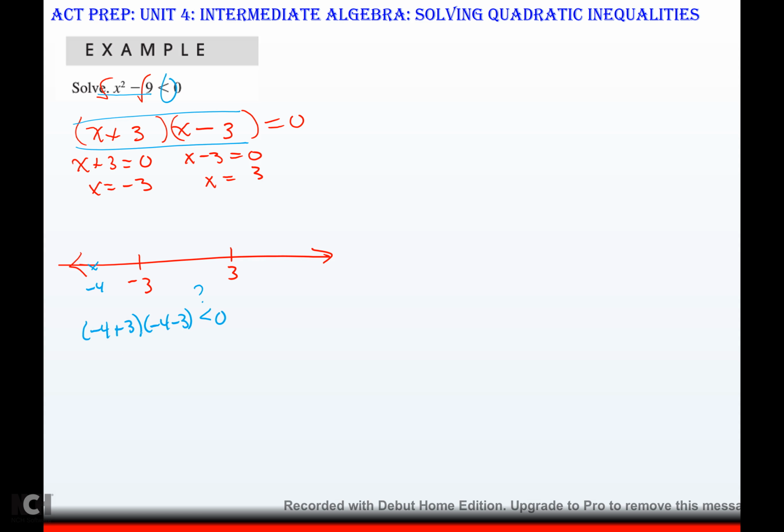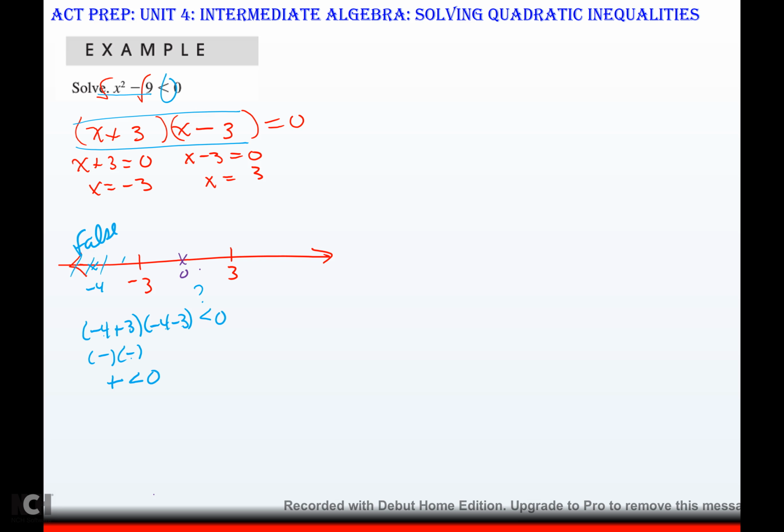Well, I don't really care what the numbers are. You just need the signs. Okay, negative 4 plus 3 is going to be a negative. Negative 4 minus 3 is going to be a negative. A negative times a negative is a positive, which is never less than 0. So this is false. So your answers are not in that section. No.